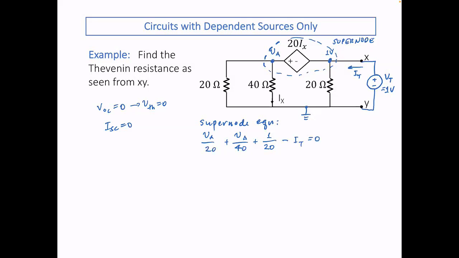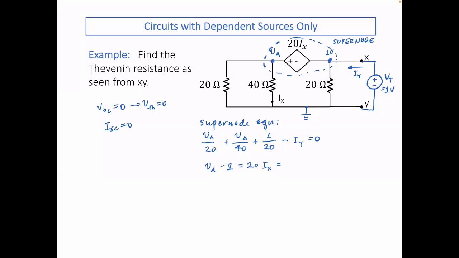Okay. I'll ask you, what is my other equation? Because I have two unknowns here. My unknowns here are V of A and I of T. What's my other equation? Ano yung pag supernode? Ano yung second equation that you need? It should be related to the supernode. Anyone, please shout out. Sir, ano po? V of A minus 1 is equal to 20 IX. Very good. So the other equation is V of A minus 1 is equal to 20 times IX.